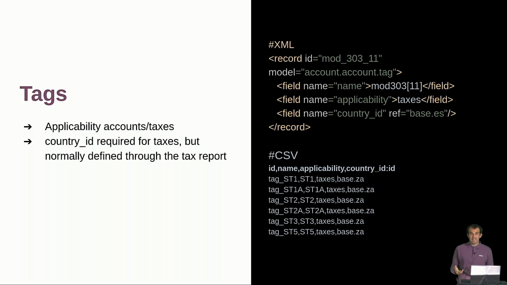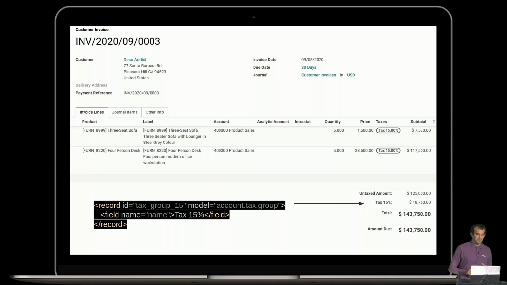Then we have the tags. I talked about that in the account. For the accounts, you have tags to link them to the reporting, but you also have the same system for taxes. The only thing that you need to be careful about there is to link them to a certain country.